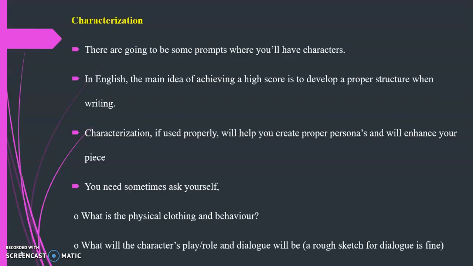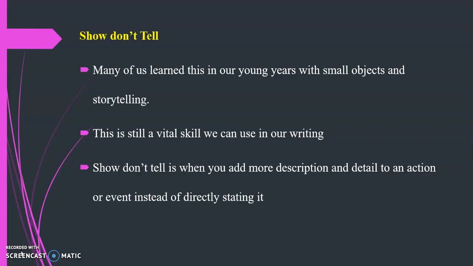The characterization is where there are going to be some prompts where you'll have characters, and in English, the main idea of achieving a high score is to develop a proper structure when writing. Characterization, if used properly, will help you to create proper personas and will enhance your piece. You need sometimes to ask yourself, what is the physical clothing and behavior? What will the characters' role be and what will the dialogue be?